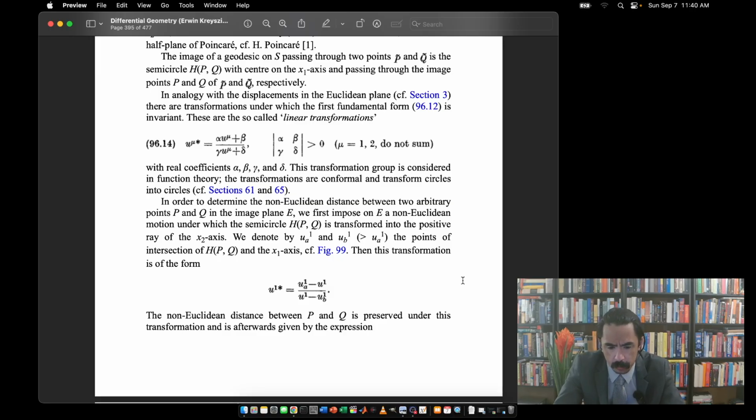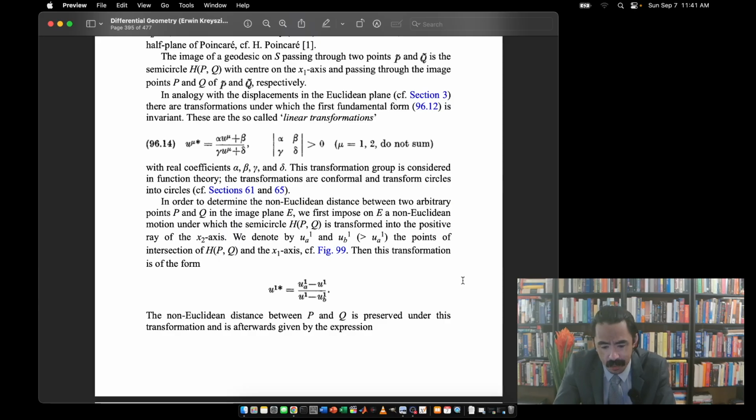This transformation group is considered in function theory. The transformations are conformal, namely angles are preserved, and transform circles into circles. We can refer back to sections 61 and 65. 61, of course, on conformal mapping, and 65 being on conformal mapping of a sphere into a plane. Also touched on stereographic and Mercator projection. Pretty good sections, actually.